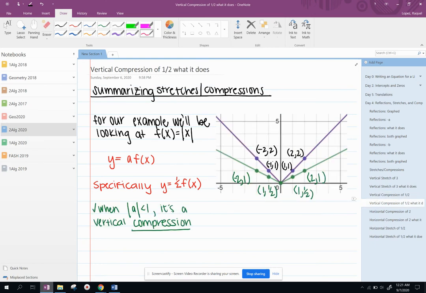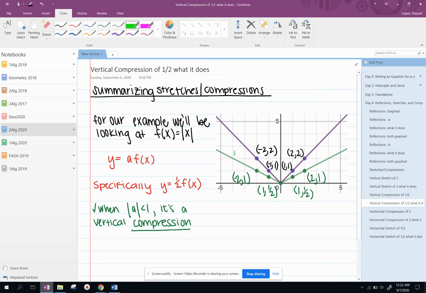So when I plug in 1/2 for a, it's still going to affect our y values, but this time we're going to get a compression. So it's going to make our graph wider, and we can summarize this by saying when the absolute value of a is less than 1, that's what's saying in green right here, then it's a vertical compression. And we can see that on our graph as well.